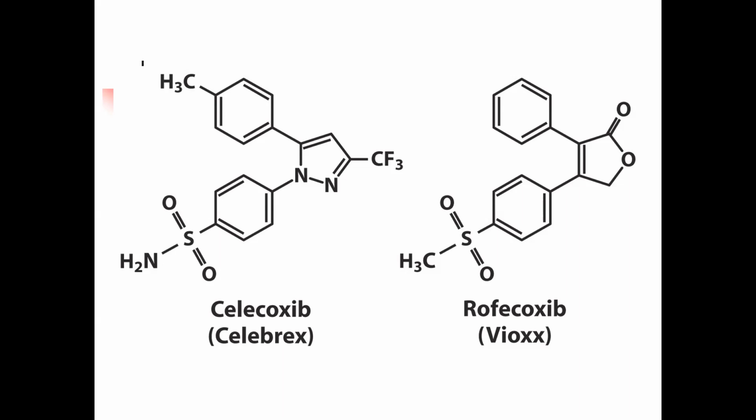So this is a drug that is available as a COX-2 inhibitor. What does COX-2 do again? It's the one that is induced when you have tissue damage. So this one is inducible. And this drug is used mainly for arthritis pain.